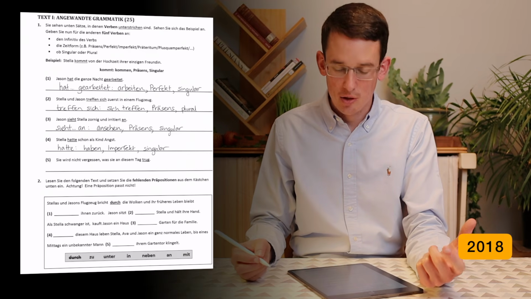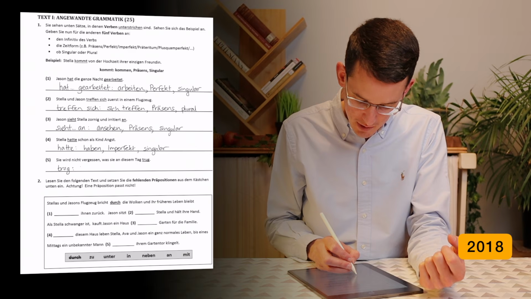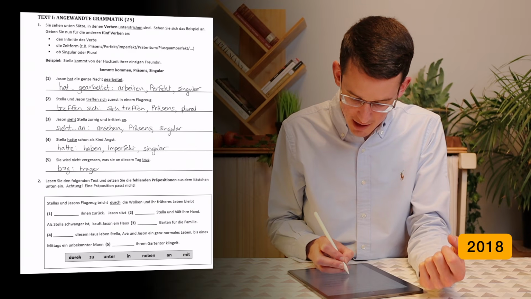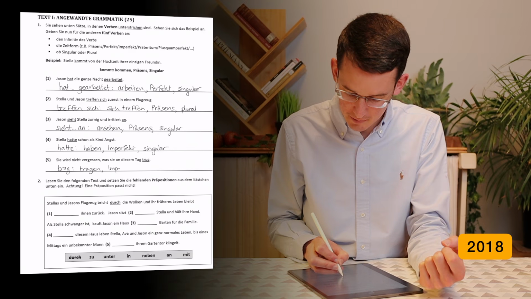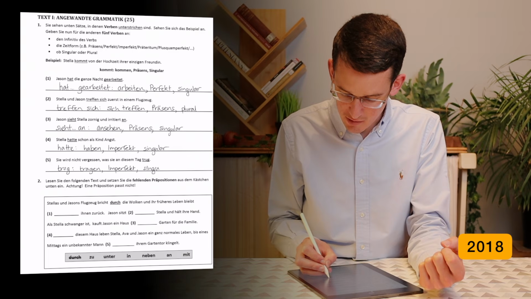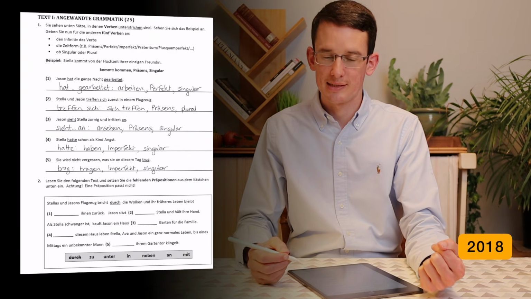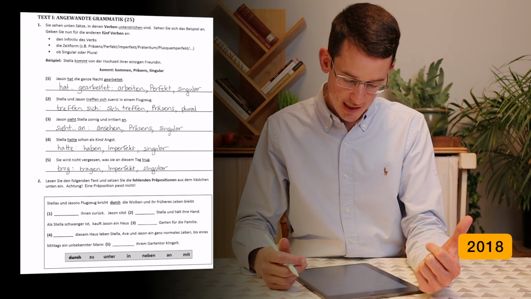And finally, we come to the last one, which is trug. And this is, of course, the verb tragen, to wear or to carry. And it's in the imperfect again. And it's singular. Stella will never forget what she wore on this day. So those are the answers to this question.